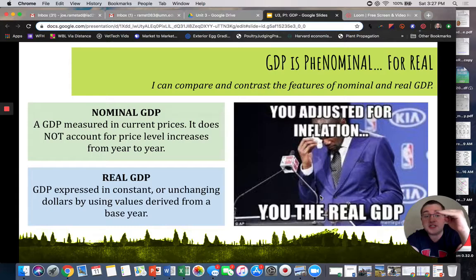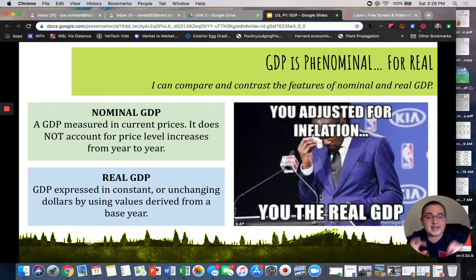All right, so this is where it gets important to listen in, really important, because there's a big difference between nominal GDP and real GDP, and it's going to be important that you know how to calculate both of these. I'm a sucker for GDP. I think GDP is one of the most fun topics to discuss in economics. That's why I'm talking about it today. But GDP is phenomenal, for real. Hopefully you understand that pun I have up there now.